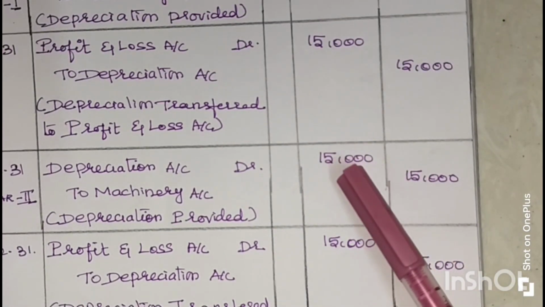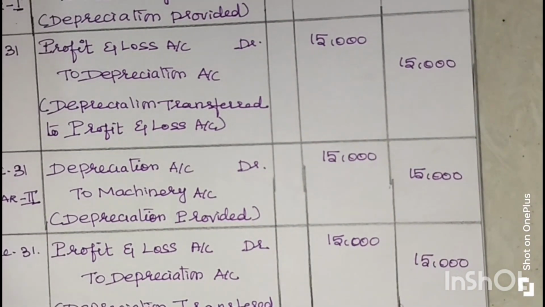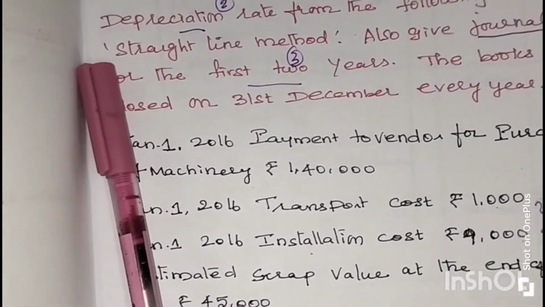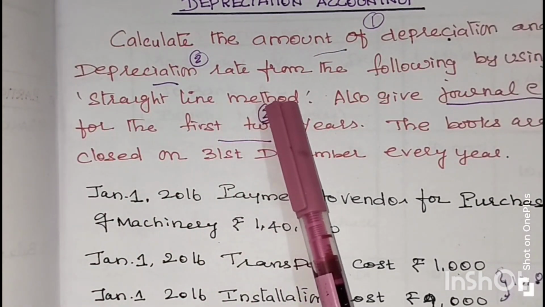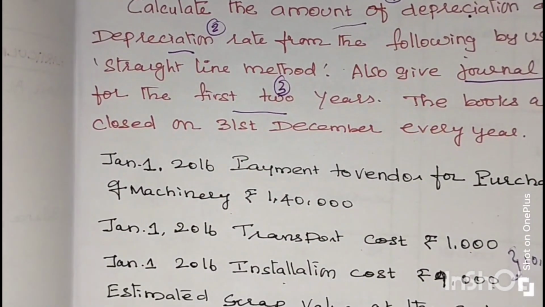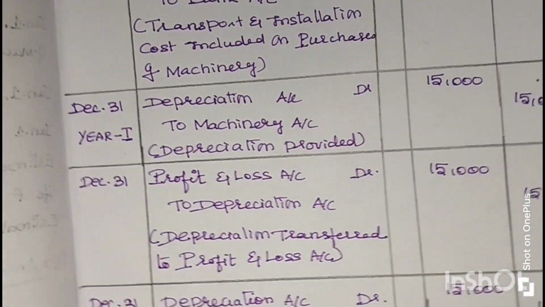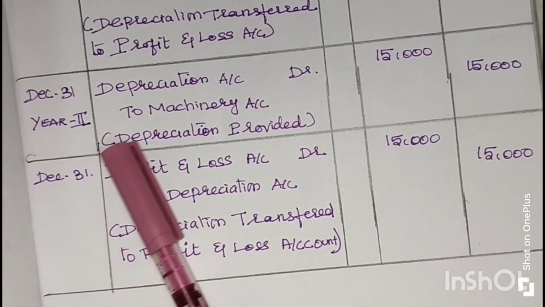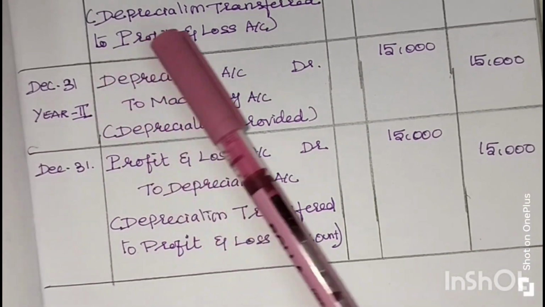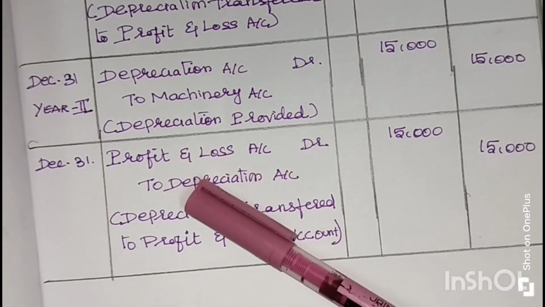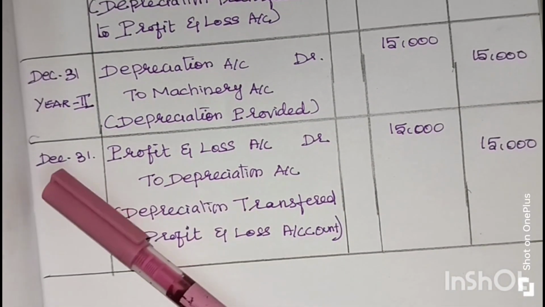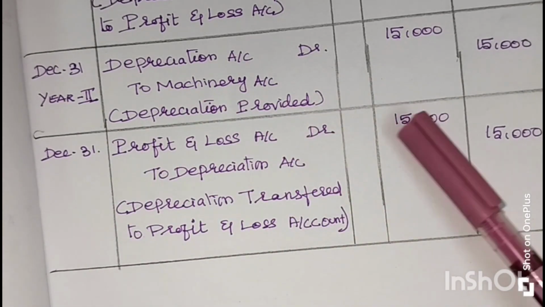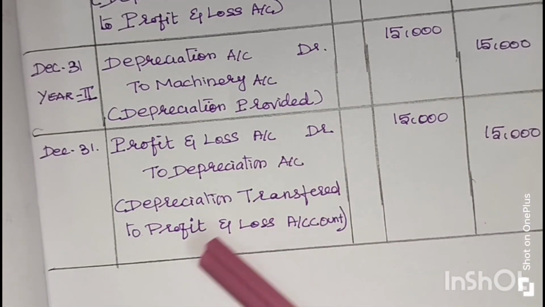Why the same amount? Because we are following the straight line method. Which method are we following? The information is given here: you followed the straight line method. In the straight line method, the depreciation value doesn't change. So depreciation account debit 15,000 to machinery account 15,000, and we transfer the depreciation account to the profit and loss account on the same date. So on 31st December 2017, profit and loss account debit 15,000 to depreciation account 15,000.